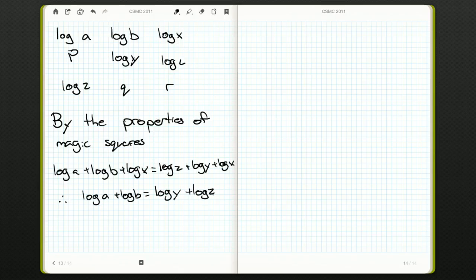Okay. But logarithms, if you add up two logarithms with the same base, and all of these do have the same base, a base of 10, incidentally, adding up logarithms of the same base is the same as multiplying the two numbers inside the logs.